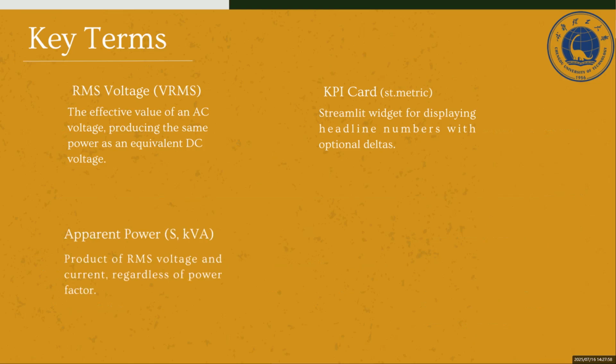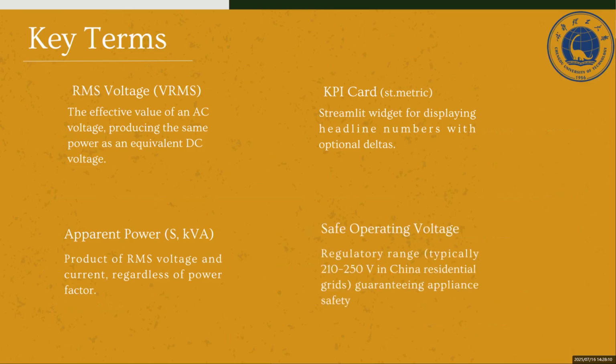Okay, so we have the apparent power, which is just the product of the RMS voltage and current regardless of power factor. And then we have the safe operating voltage. In China, it's between the range of 210 to 250 volts, which is regulated for residential grids, and this helps to guarantee appliance safety.